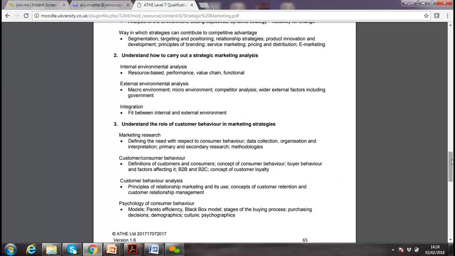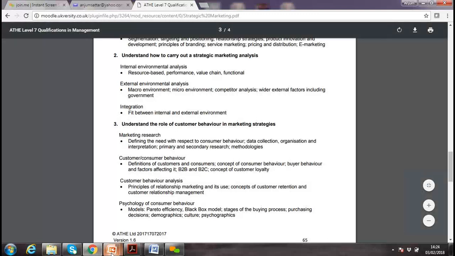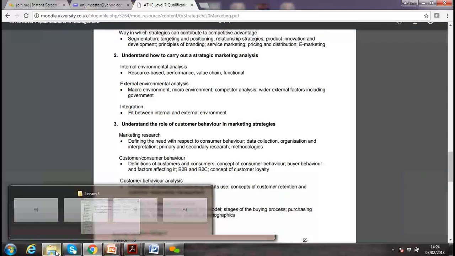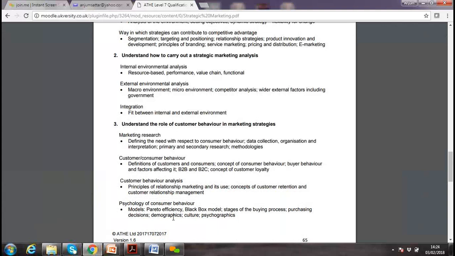And in our second lecture, we have seen segmentation, and we have seen what is branding, and we have seen the value chain and the VRIO model. Good. We have also seen Porter's five forces.